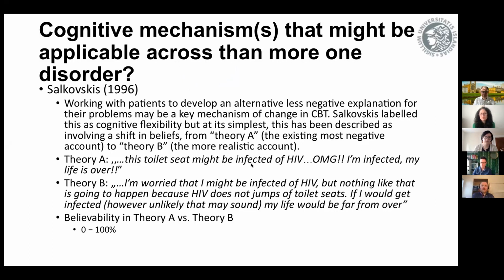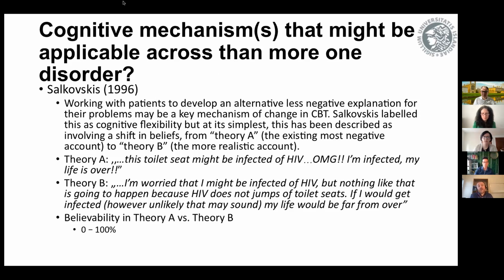The mechanism that we are checking out and have been thinking about for the past several years, me and Paul and Jon and more, is a hypothesis that Paul put out in '96. He called it Theory A, Theory B. And he described it as working with the patient to develop an alternative, less negative explanation for the problems may be a key mechanism of change in CBT. He labeled this as a cognitive flexibility, but at the simplest, it has been described as involving a shift of beliefs from Theory A to Theory B.